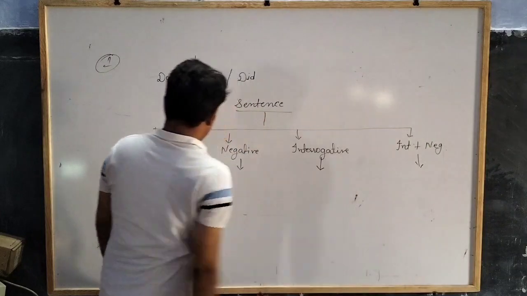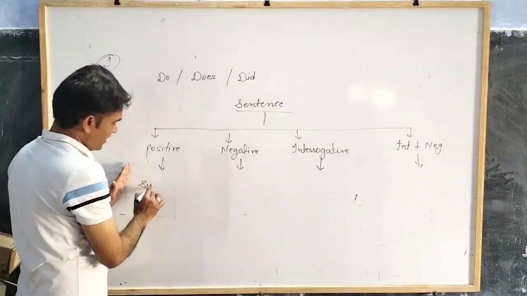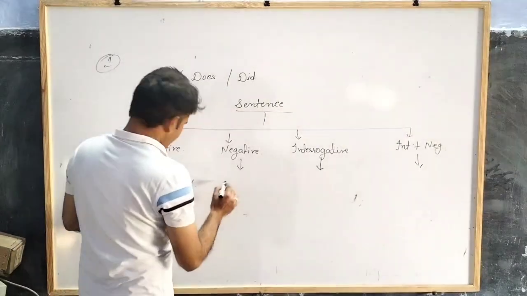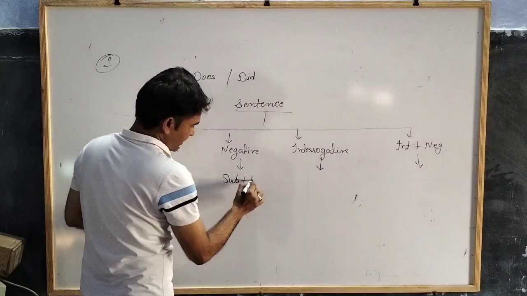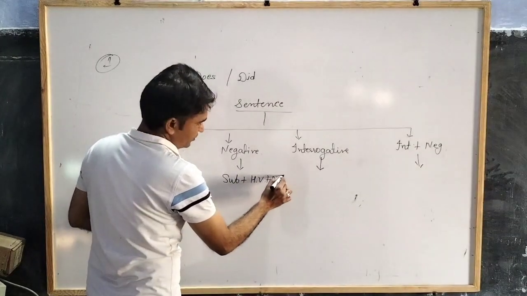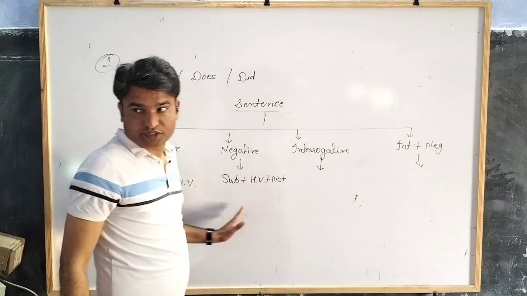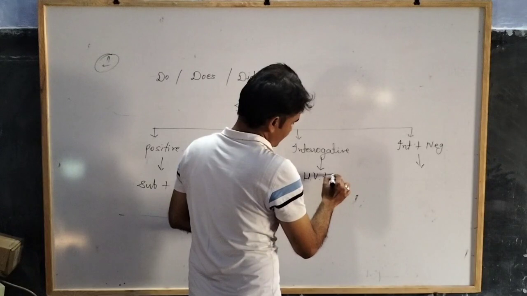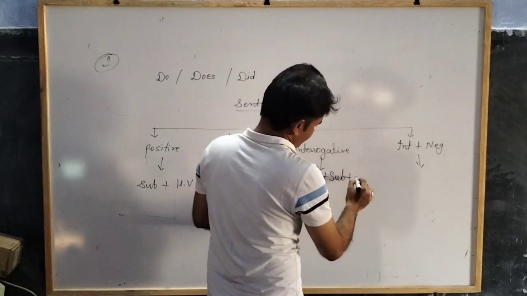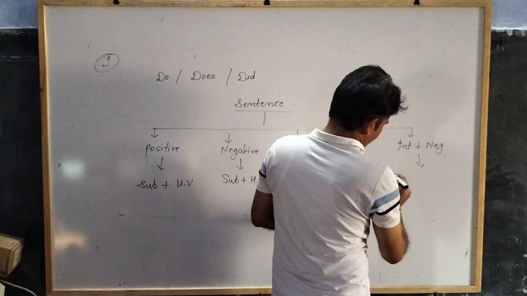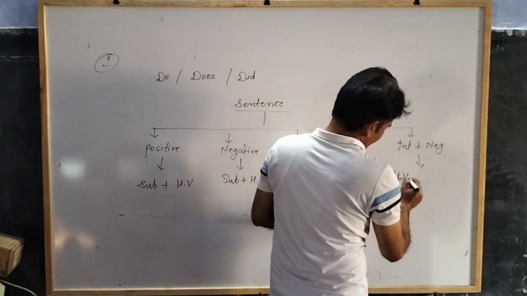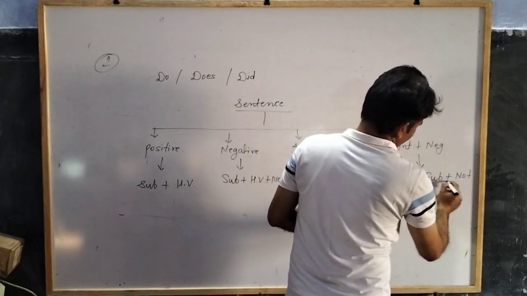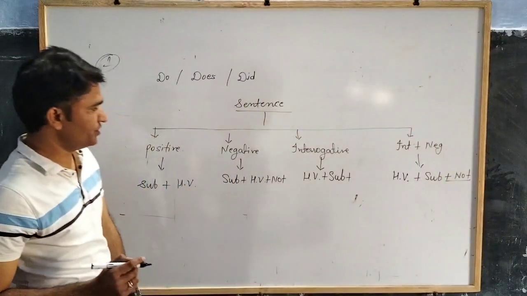Okay. So in a positive sentence, we write the subject and then the helping verb. In negative sentences, we write the subject, then the helping verb, and then not. Not will always come in position third. And in interrogative, we write the helping verb first, then the subject, and then others. And in interrogative negative, we shall write the helping verb first, then the subject, and then not. Not again will remain in the same position, position number third.